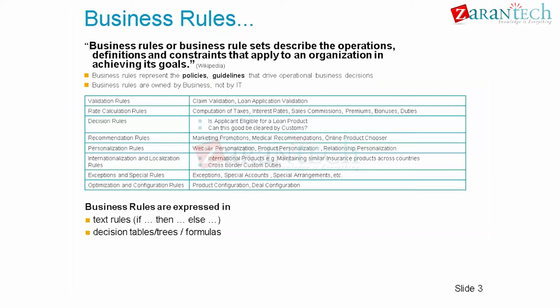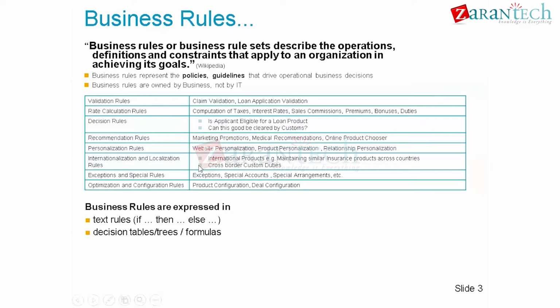These are the typical rules a company could have. Some of them we have captured here for our learning purpose. Like validation rules. Some of the validation rules by the company are claim validation and loan application validation. Whenever we apply for a loan, our CIBIL score is the most important validation, correct? It should be more than 750, otherwise you will not be able to get the loan.